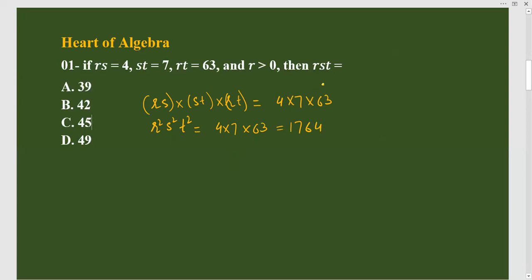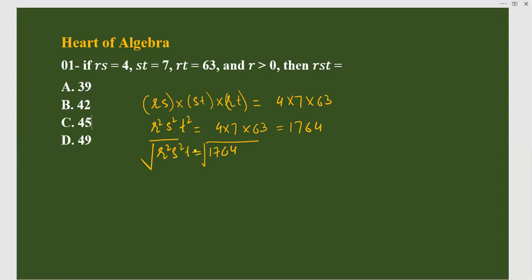So what we have to find is the value of rst. So we will write r square s square t square is 1764. What we will do is put a radical on both sides.